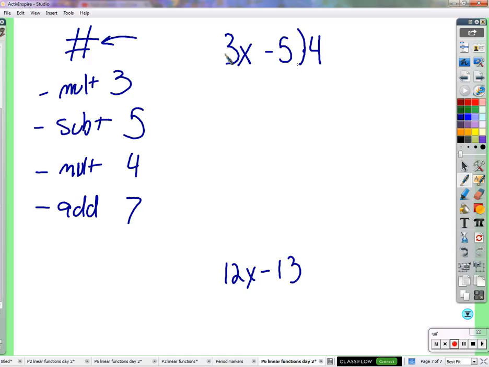Okay, so we fix it by doing what? Parentheses around all of that. Now, with the parentheses, the order of operations will multiply this by 3, subtract 5, and be done with that. Once we have that result, multiply that by 4. And then add 7. Is that going to happen in the right order? Is adding 7 going to come very last?